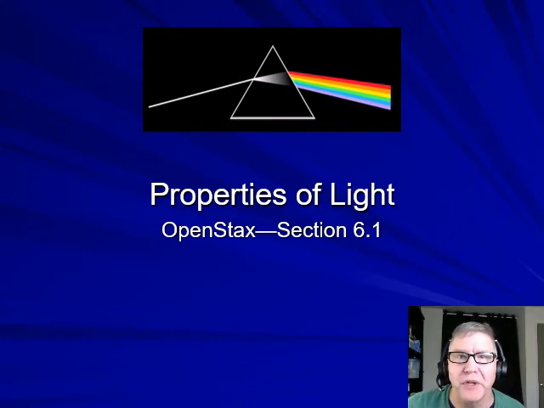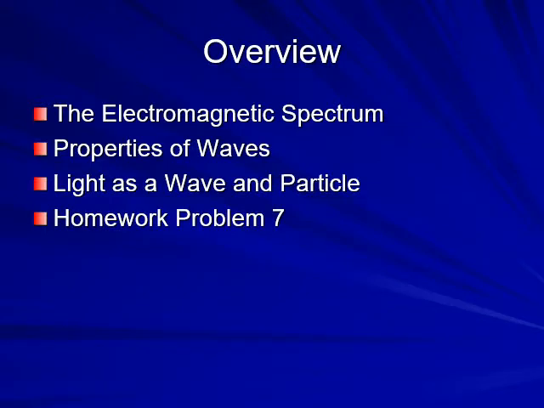In this lesson, we're going to talk about properties of light from section 6.1 in the OpenStax textbook. We'll talk about the electromagnetic spectrum, properties of waves, how light behaves both as a wave and a particle, and we'll be able to work homework problem number 7.